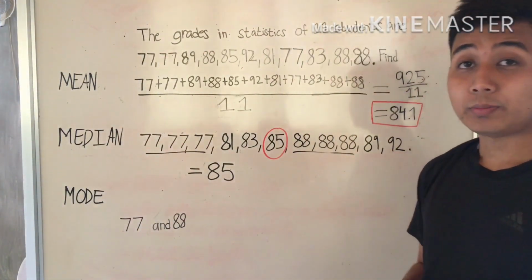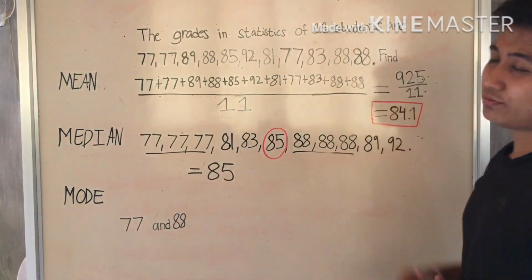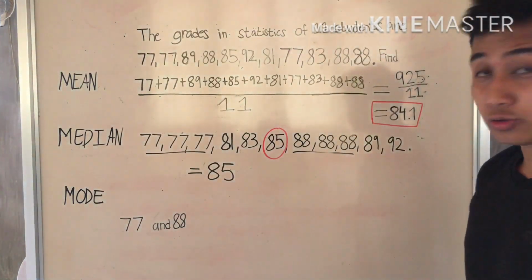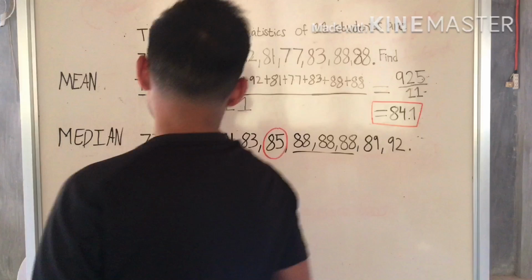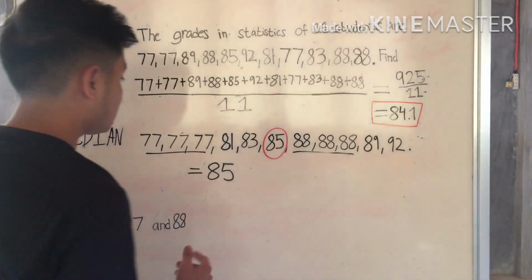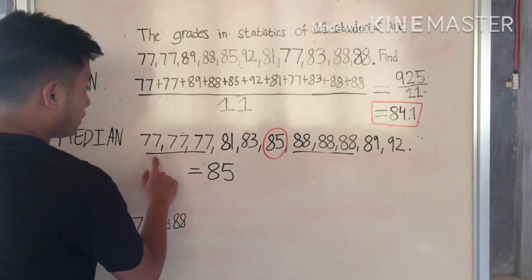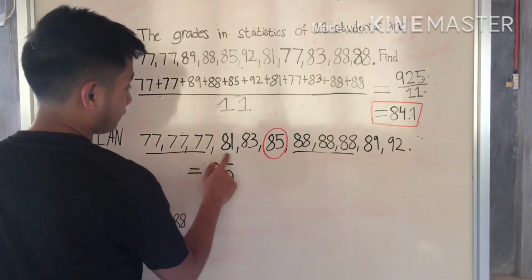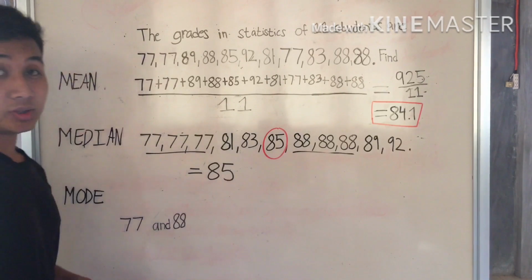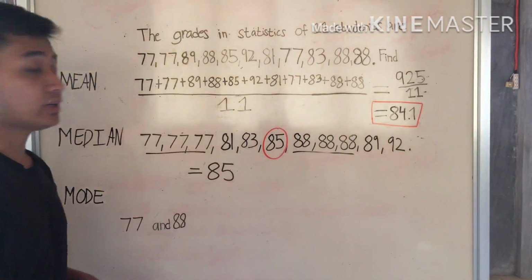Okay, so I arranged them, then find the middle score. So since I have 11, my middle score is 6. So I count from 1 to 6 from left to right. Okay, so 1, 2, 3, 4, 5, 6. And now my median here is 85.